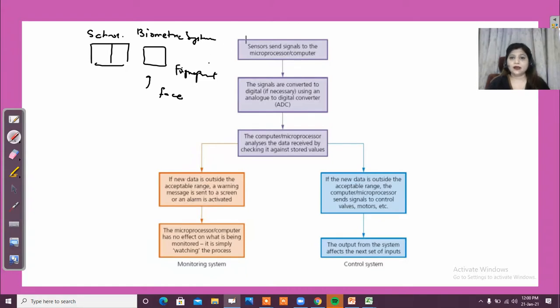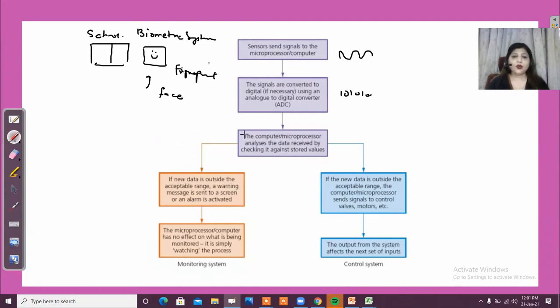The sensor sends signals. This means if you enter and you show your face, the sensor here will send a signal to the microprocessor or the computer that is linked with the school system. The signal is then converted into digital, because the signal is analog, and it is converted into the form of a digital wave so the computer can understand. The computer or the microprocessor analyzes the data received, checking it against the stored values.